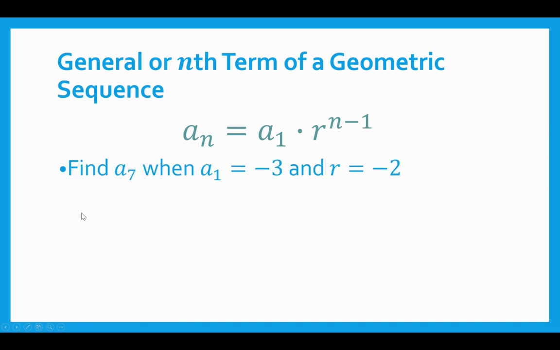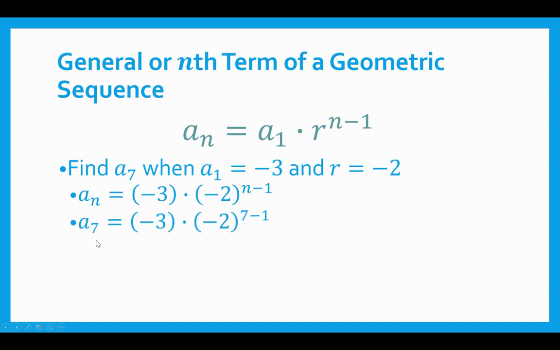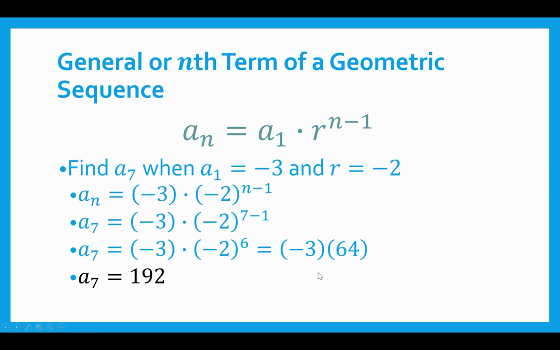So to find a7, a1 is -3 and r is -2. We can basically plug in these numbers. The nth value is -3, which is our a1, our first term, times -2, which is the r value, to the power of n minus 1. As we solve this down, we can plug in our 7 here, and now we get -3 times -2 to the power of 7 minus 1, which is 6. So that's -3 times, remember the parentheses here, very important, -2 times -2 times -2, -2 times -2 times -2, which is 64.